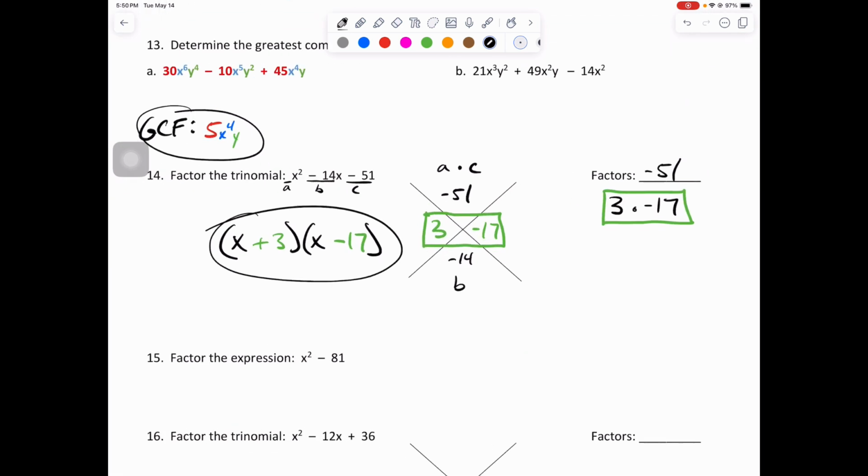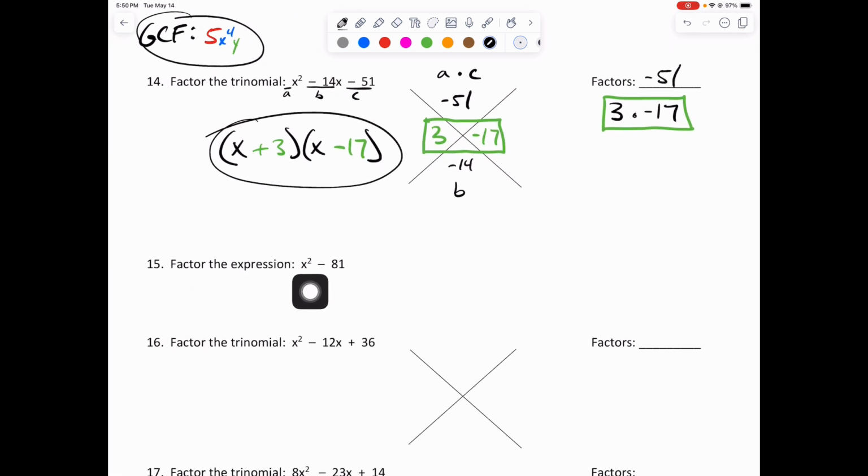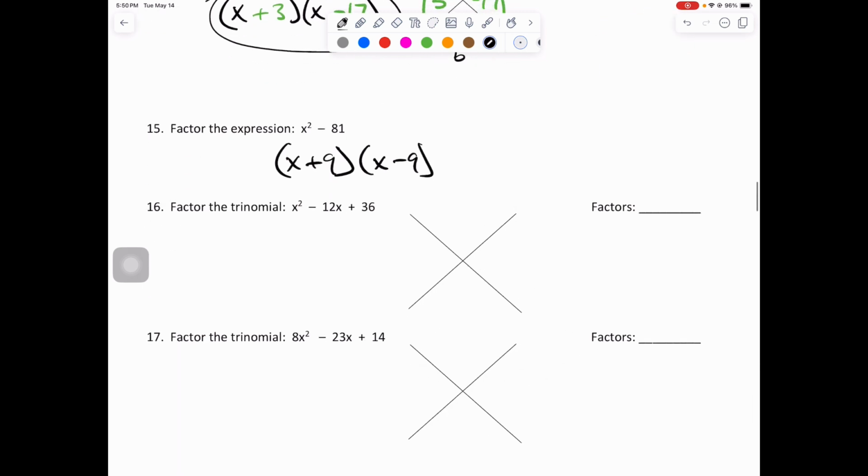All right, and moving forward, factor the expression x squared minus 81. All right, so you can do this multiple ways. You could do it this way and then go back and do all that. But no, let's just go ahead and write it. It's negative 81. We're going to do x plus 9, x minus 9. Circle your answer. All right, so when you have the perfect square, if it was, let's just say, negative 144, it would be x plus 12, x minus 12.